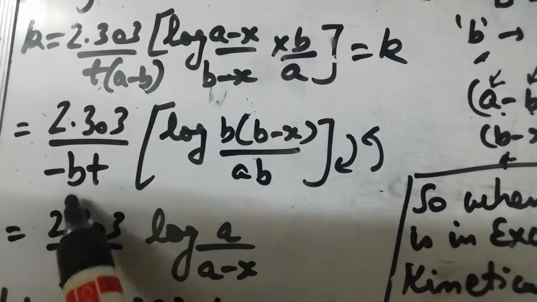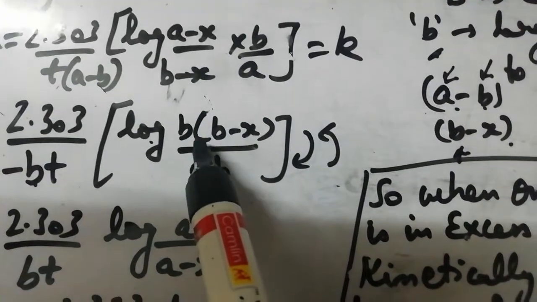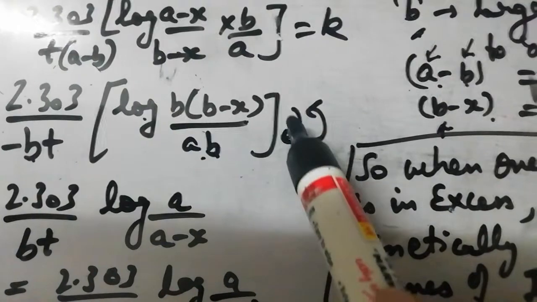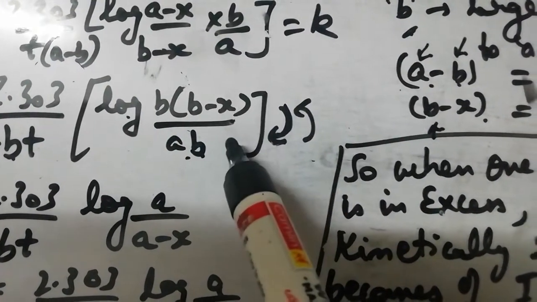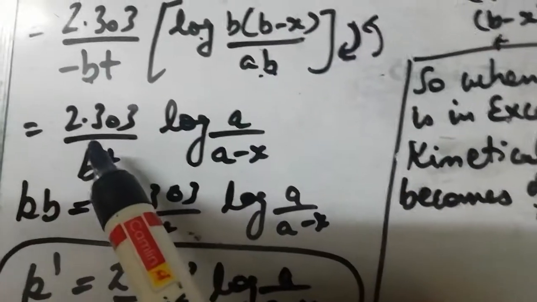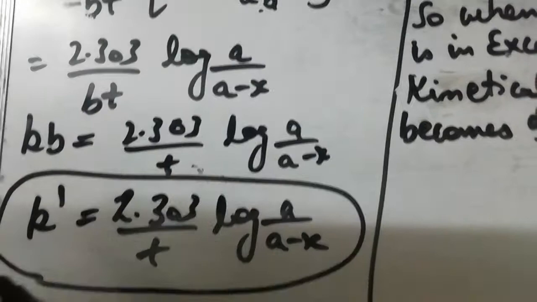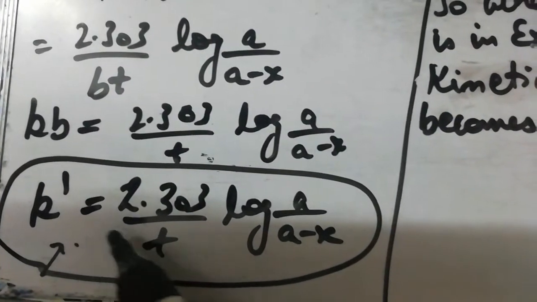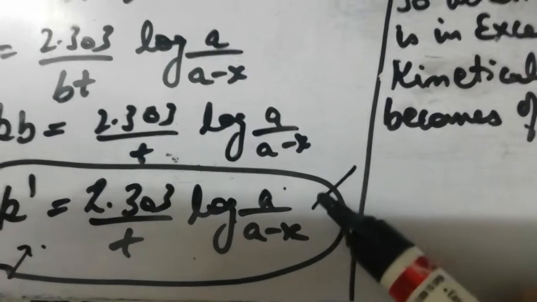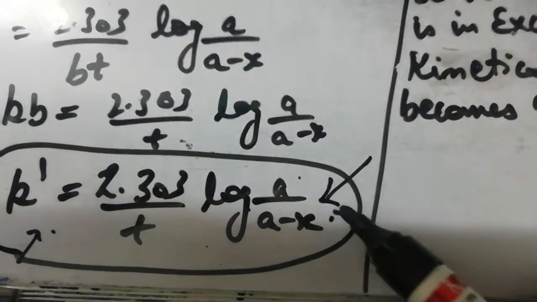So A minus B is minus B log A minus X B into B minus X over AB. Now we will reverse this equation. Numerator we will write on the denominator, and denominator we will write on the numerator. What we will get is 2.303 upon BT log A over A minus X. So on solving we will get this equation: K dash is equal to 2.303 upon T log A over A minus X. So students, you can see that this is the integrated rate equation of first order reaction.